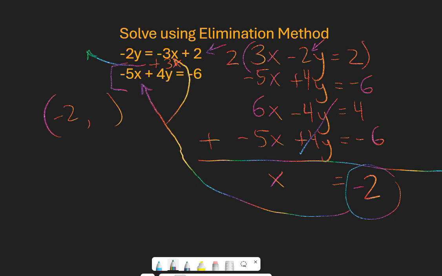or I even could plug it into my newfangled one here. I like to go back to the source in case I messed something up, even though I'm going to be wrong anyways. But still, I like to go back to the source, to my original equations. And I think I'm going to use the second one. So I'm going to go negative 5 times x. But instead of x, I'm going to put in my negative 2 plus 4y is negative 6. A negative 5 times a negative 2 is positive 10.